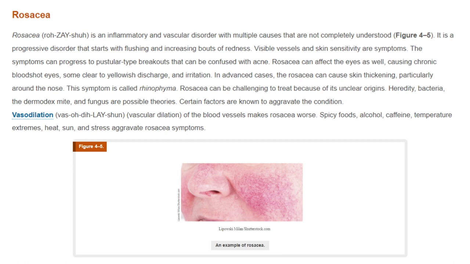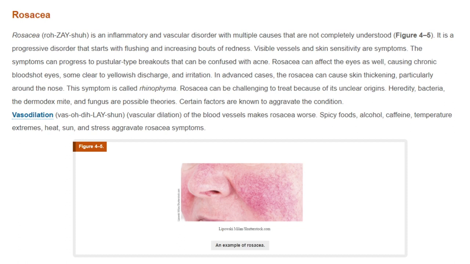It is a progressive disorder that starts with flushing and increasing bouts of redness. Visible vessels and skin sensitivity are symptoms. The symptoms can progress to pustular-type breakouts that can be confused with acne. Rosacea can affect the eyes as well, causing chronic bloodshot eyes, some clear to yellowish discharge, and irritation. In advanced cases, the rosacea can cause skin thickening, particularly around the nose. This symptom is called rhinophyma.